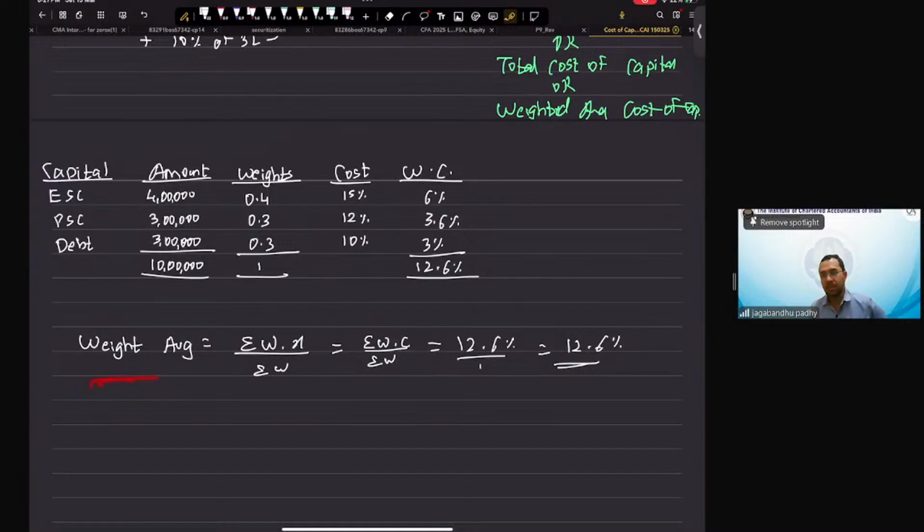Weighted average is something that we have already learned in foundation. It is taken as summation of weights into x upon summation of weights. It's like we are assigning 40% weightage to this cost, 30% weightage to 12%, and 30% weightage to 10%. On an average, we can simply take the product that's weights into cost, right? Weights into cost, the total of that is going to give you the weighted average number.